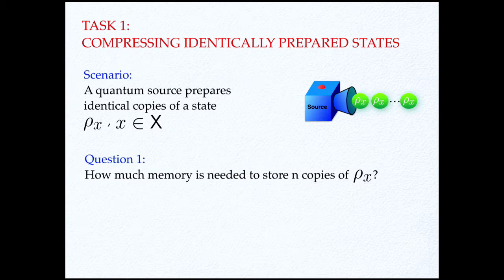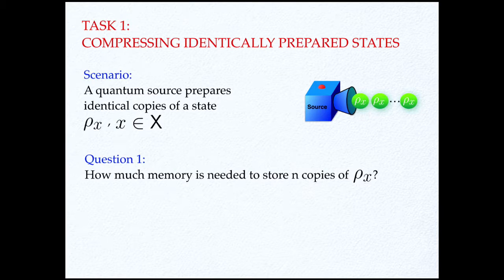So ideally, you would like to store the information produced by the machine in the smallest amount of memory space, without knowing what x is. You only have a prior knowledge that x should be in some set of states, some parametric family of states, labeled by some parameter x. So the question that I will consider is: how much memory do we need to store n copies of the state rho x?